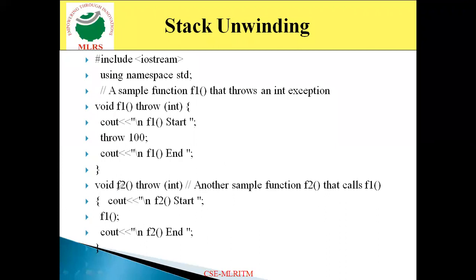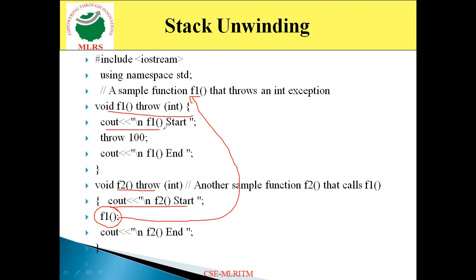Now function f2 comes to execution. In this it first prints f2 start on the output screen. Then the next statement is f1, meaning it is calling function f1. So function f1 gets a chance and is going to execute. The first statement in function f1 is f1 start. First it prints f3 start, then f2 start, now f1 start. Then the next statement is throw 100. Now it is throwing the value 100.